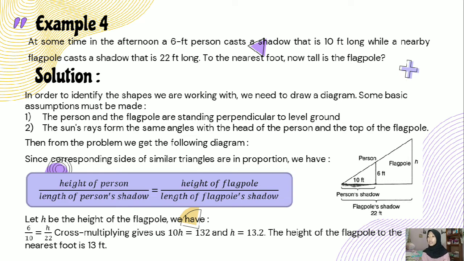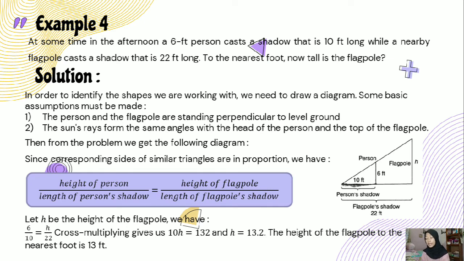And the solution: in order to identify the shape we are working with, we need to draw a diagram. Some basic assumptions must be made. Number 1, the person and the flagpole are standing perpendicular to level ground. Number 2, the sun's rays make the same angle with the head of the person and the top of the flagpole. Then from the problem we get the following diagram.